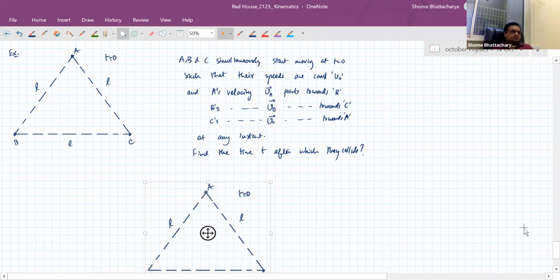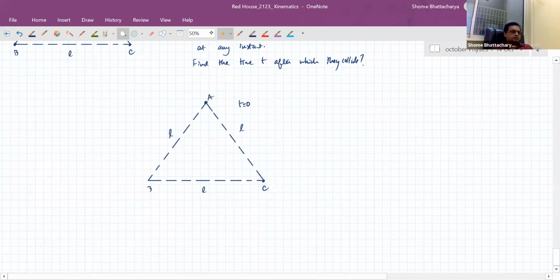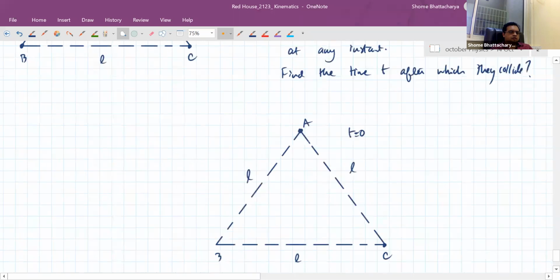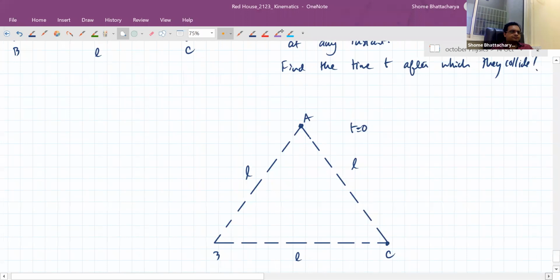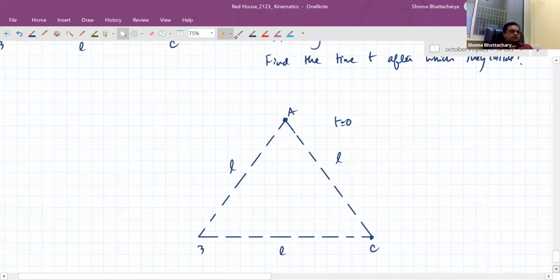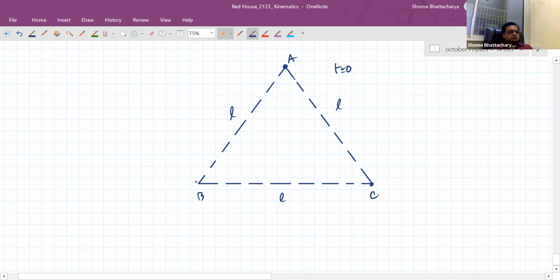Okay, so just to illustrate here, what is happening is that at any instant of time, at t equal to 0, this is the situation. They are located like this. Now, at this moment, what will happen? A's velocity vector is like this, directed towards B. B's velocity vector is like this, directed towards C. And C's velocity vector is like this, pointing towards A. And all three have the same magnitude V naught.